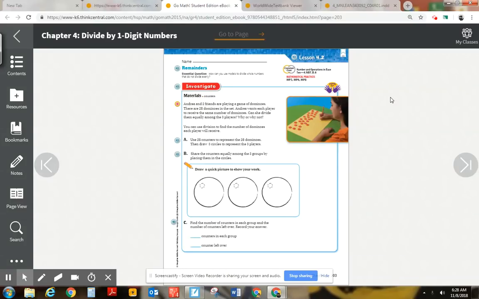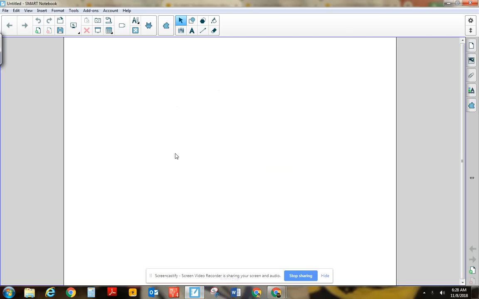Hey, it's Mr. Grable. We are going to go through Go Math 4th grade, lesson 4.2, and this problem focuses on division and especially with remainders. So we're going to be looking at how to use models to divide whole numbers that do not divide evenly. We're going to get started with this problem, 28 divided by 3.